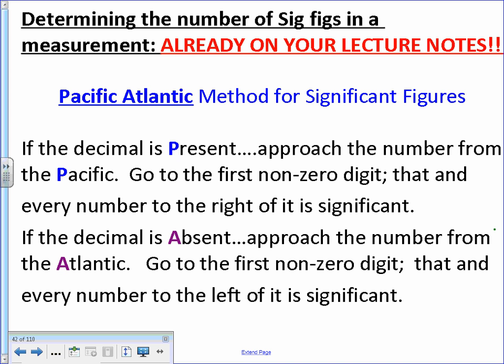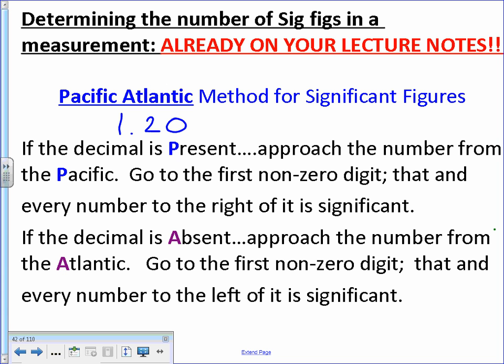So now we're going to start to learn more about how you count the significant figures in a measurement. Like I said, the measurement device does really limit the accuracy. But this specific Atlantic-Pacific method is the best way to know when to count a 0 as a significant figure and when not to.